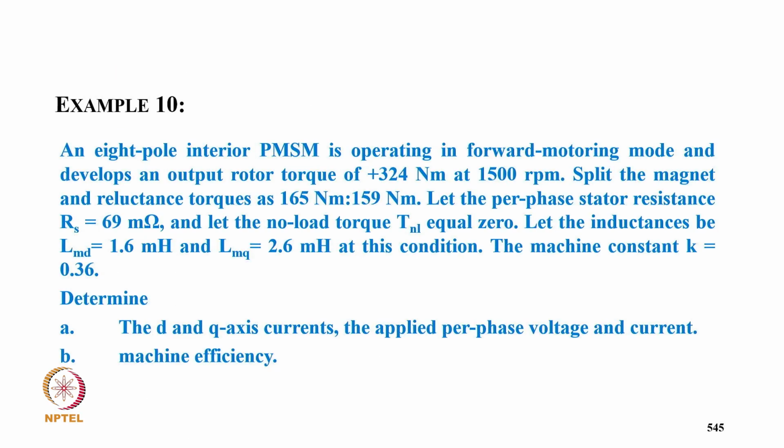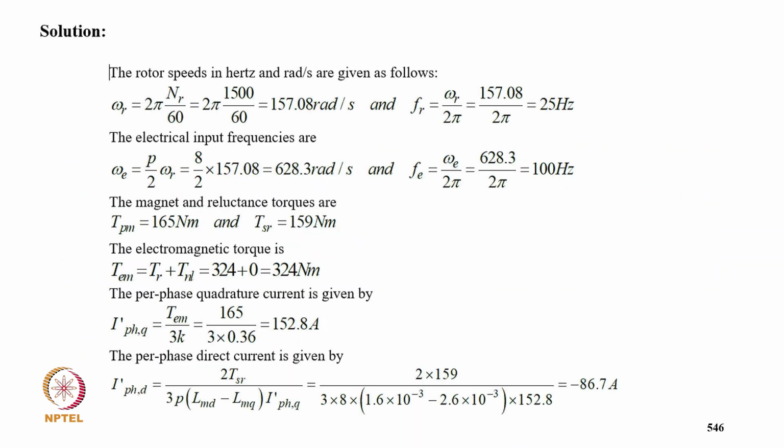Now example 10, an 8-pole interior PMSM is operating in forward motoring mode, and develops an output torque of plus 324 Newton meter at 1500 RPM. Split the magnet and reluctance torque at 165 Newton meter and 155 Newton meter. Let the per phase stator resistance RS equal to 69 milliohm, and let the no load torque TNL equal to 0. Let the inductance be LMD equal to 1.6 millihenry, LMQ equal to 2.6 millihenry. At this condition, the machine constant K equal to 0.36. Determine the DQ axis current, applied voltage per phase and current, and machine efficiency.